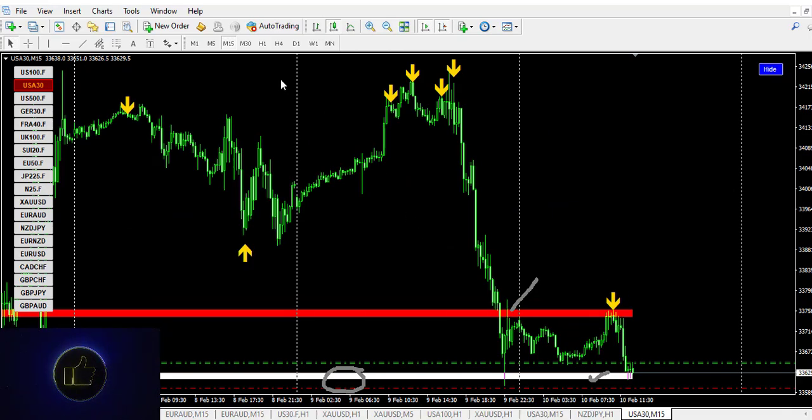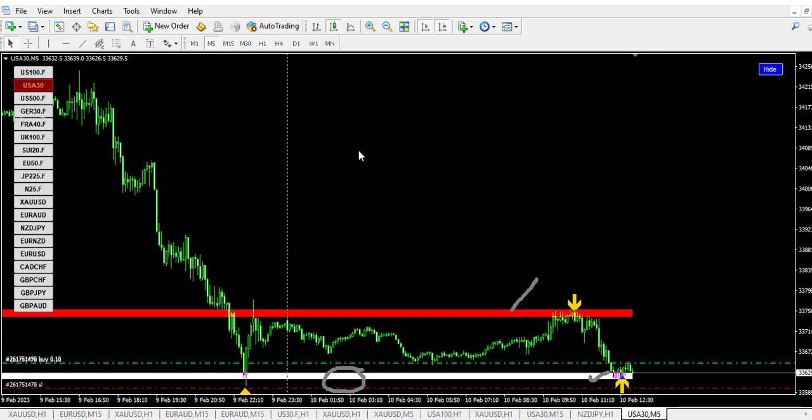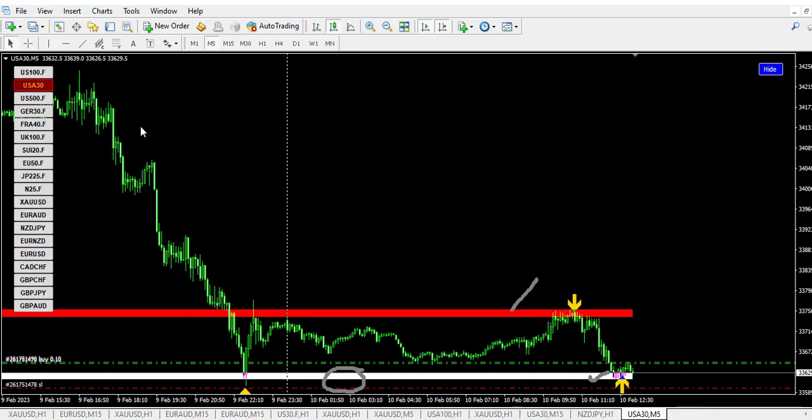And here it is on the 15 minutes. I placed that particular trade on the 5 minutes time frame, and I want to take small pips out of that trade. On 15 minutes we have the zone, but no arrow yet. So this is how to use this particular strategy.